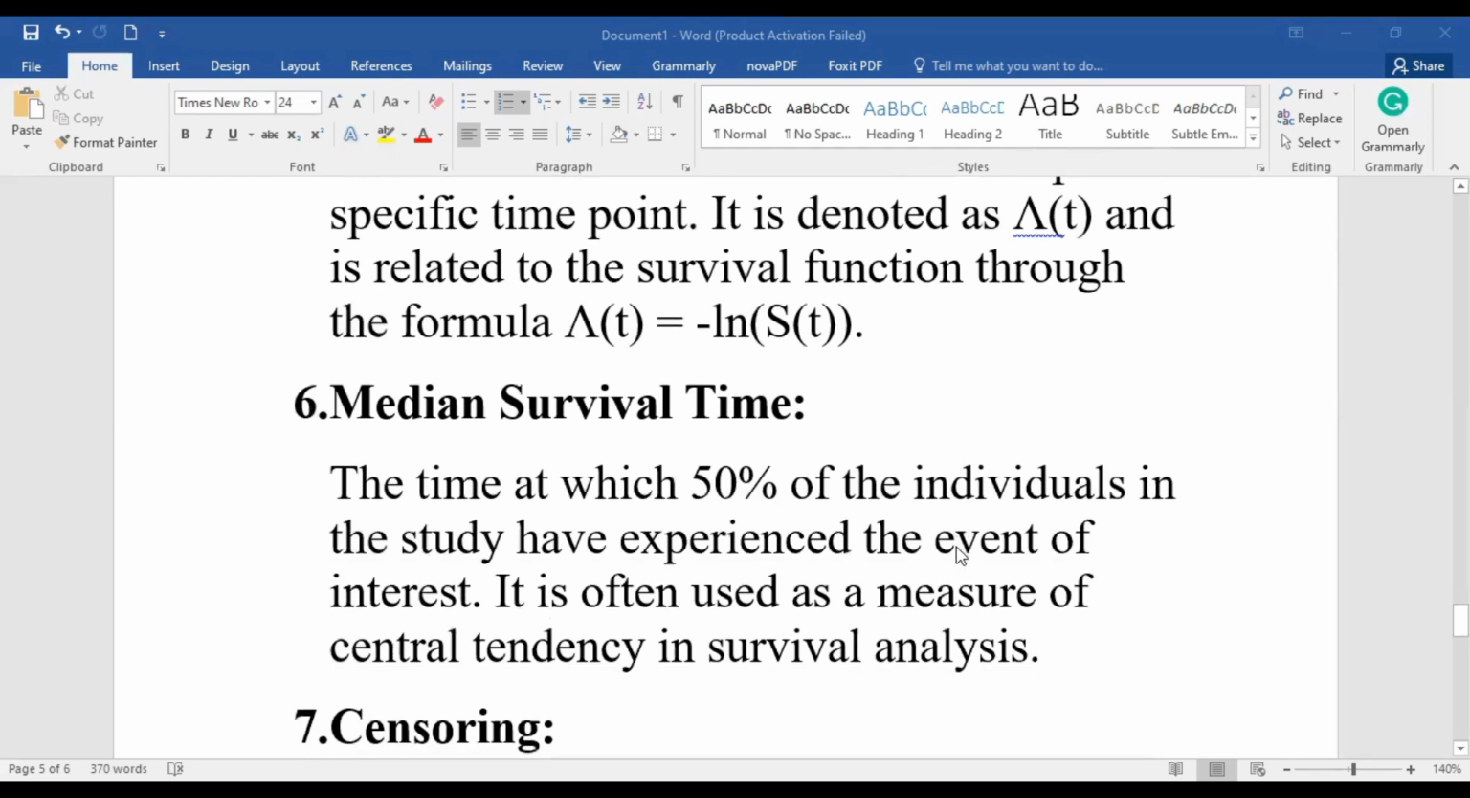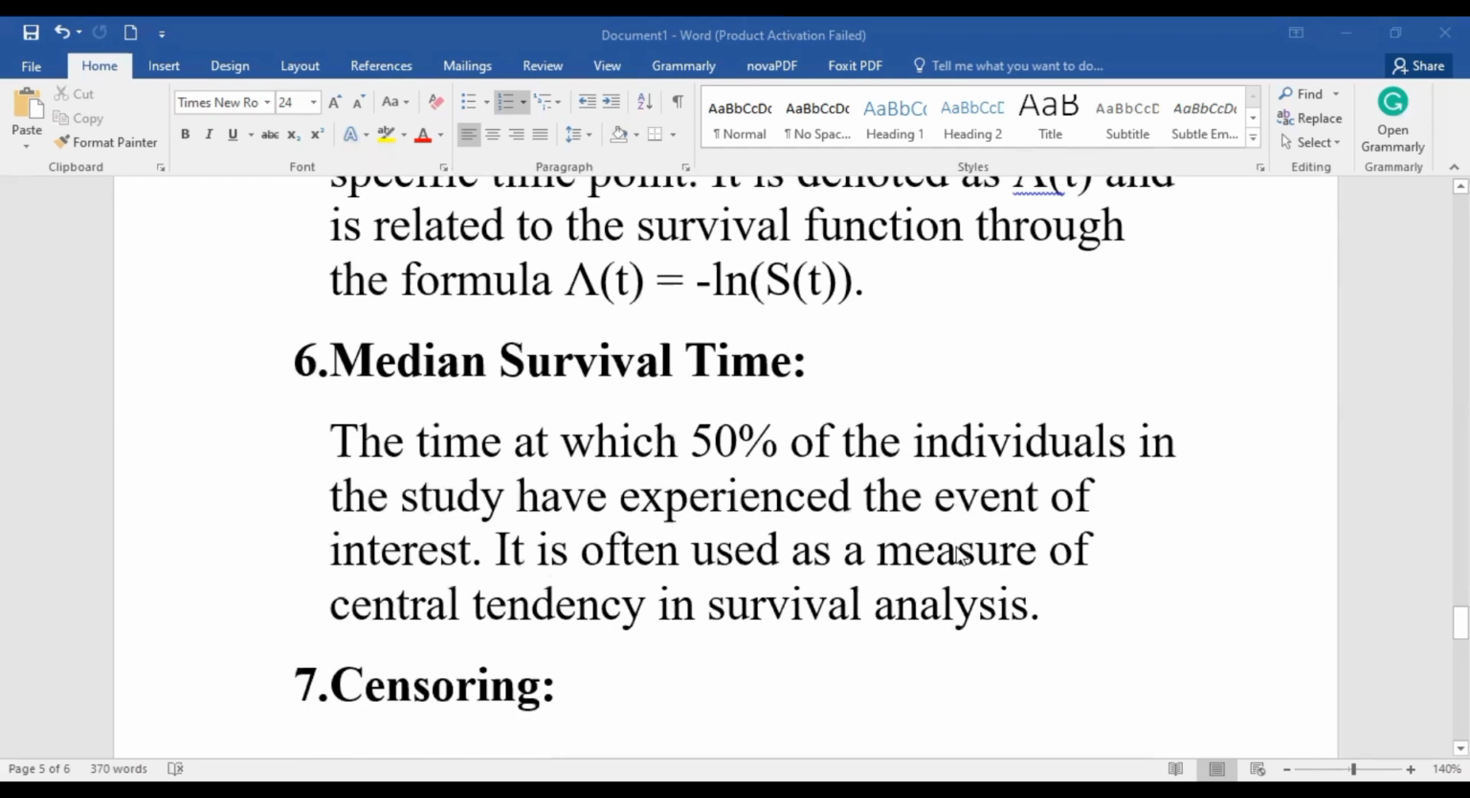Now, the median survival time basically is the time at which 50% of the individuals in the study have experienced the event of interest. It is often used as the measure of central tendency in survival analysis. So when you are asked what is the measure of central tendency in a survival analysis, your answer will be what? The median survival time.